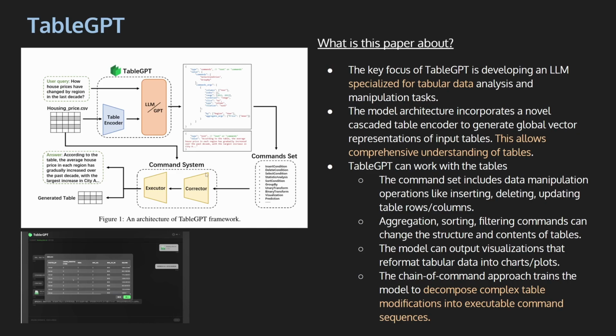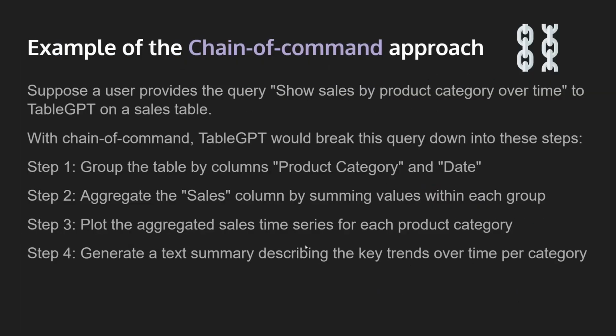And this model follows what is called the chain of command approach, which trains the model to decompose complex table modifications into executable command sequences. So what do I mean by that? I'll be providing an example of what this approach is. Suppose a user provides the query, show sales by product category over time. And they input this to the BuboGPT model as natural language, right?